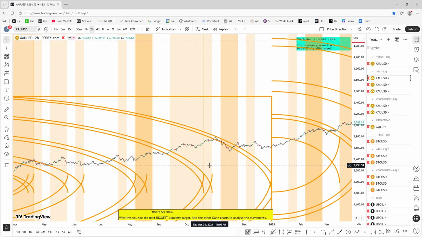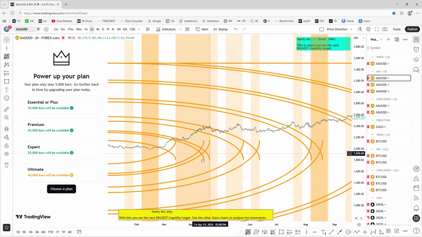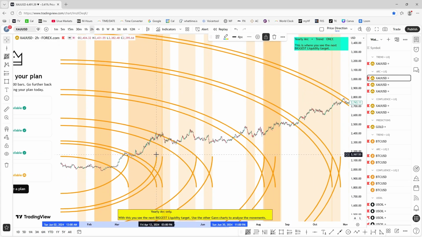And I believe even if you close your eyes, you can see it. Even if you close your eyes, you can see it. All right, just look at this. Look at what gold did. And pay attention to the arcs. Pay attention to what the arcs are showing you.